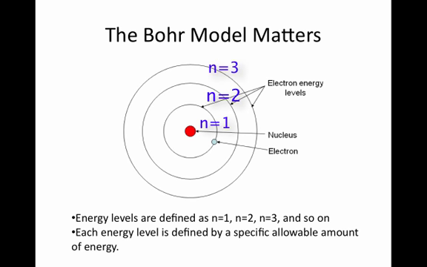Each energy level is defined by a specific allowable amount of energy. What this means is that an electron in a certain energy level can only have a certain amount of energy that matches the energy level. And so that's going to be important when we start talking about the color that an atom will give off, because it can only give off a color that matches the wavelength that is generated by an electron in that energy level.